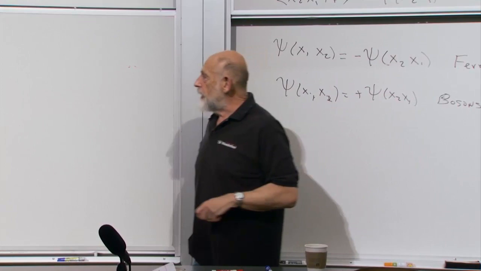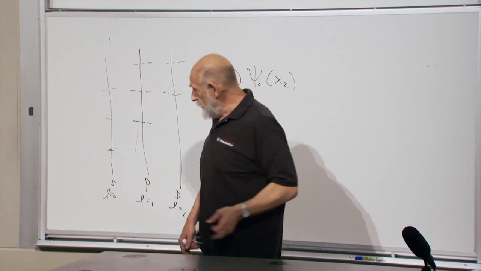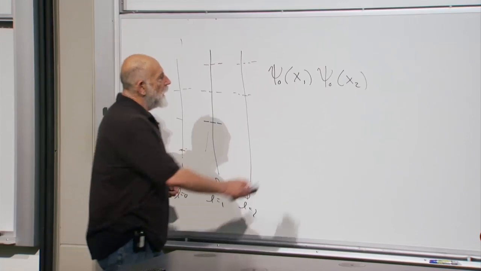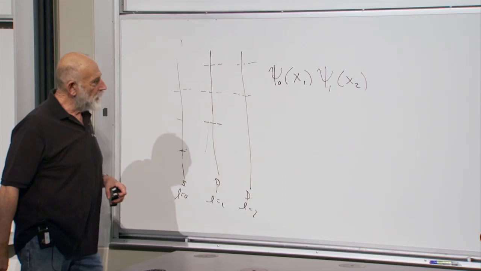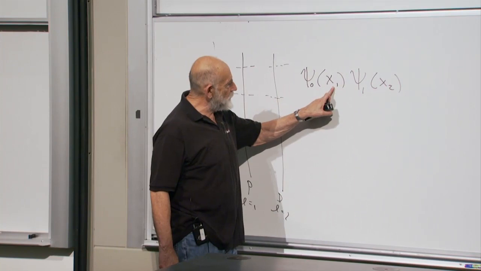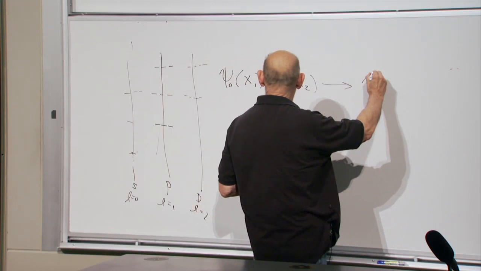Okay, let's try another state. Another way of saying it is you can only put bosons into the same state, two bosons into the same state. Let's take one particle and put it into psi 0, and the other particle put it into another state, which I'll call psi 1. What happens if I interchange x1 and x2? This will become psi 0 of x2, psi 1 of x1.